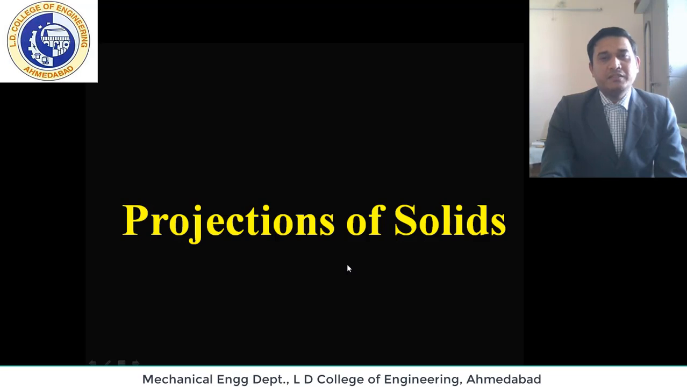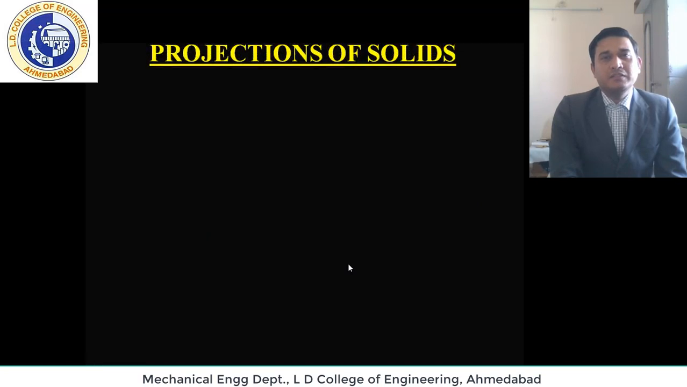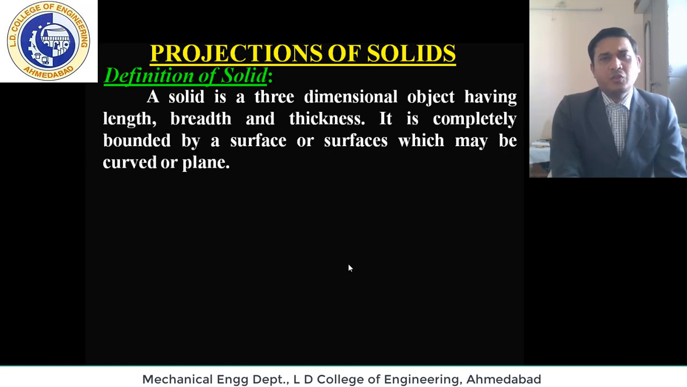So basically we have some definition of solid. A solid is nothing but a three-dimensional object having the basic three dimensions: length, breadth, and thickness. The solid is completely bound by one surface or more surfaces. It may be a curved surface or faces or planes.